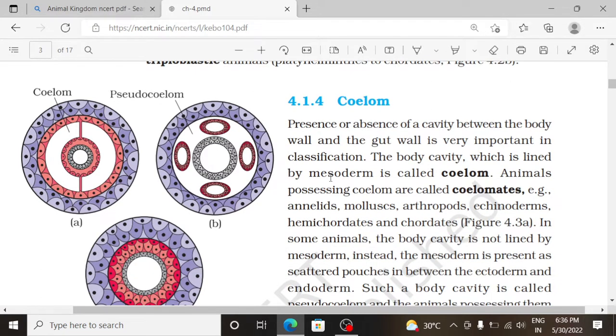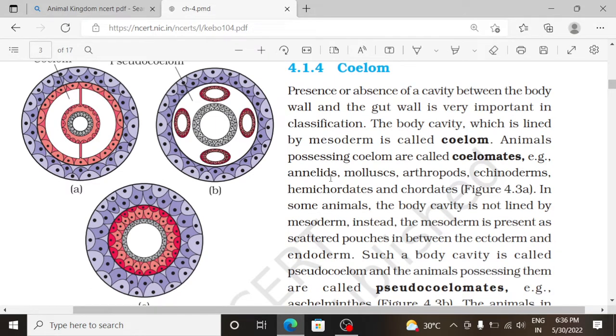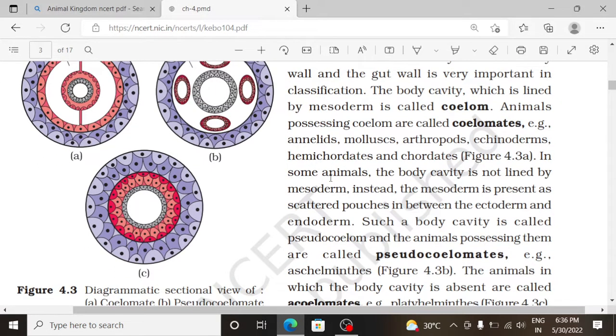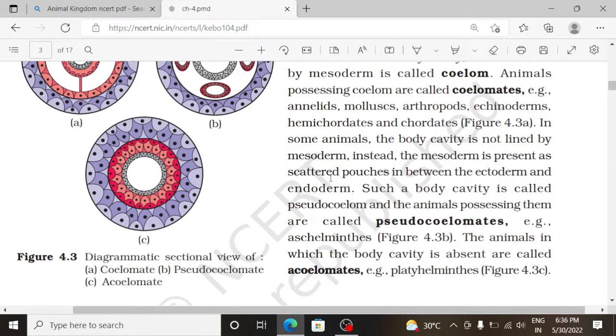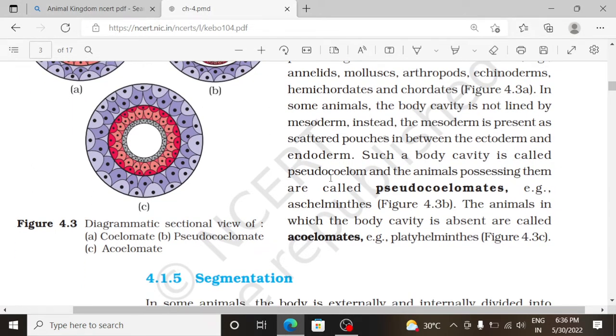Coelom. Presence or absence of a cavity between the body wall and the gut wall is very important in classification. The body cavity, which is lined by mesoderm, is called coelom. Animals possessing coelom are called coelomates. Example, annelids, molluscs, arthropods, echinoderms, hemichordates and chordates. In some animals, the body cavity is not lined by mesoderm. Instead, the mesoderm is present as scattered pouches in between the ectoderm and endoderm. Such a body cavity is called pseudocoelom, and animals possessing them are called pseudocoelomates. Example, Aschelminthes. The animals in which the body cavity is absent are called acoelomates. Example, Platyhelminthes.